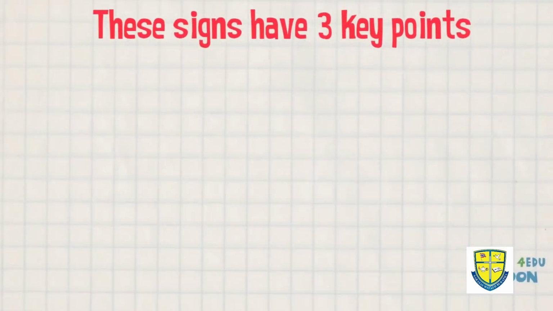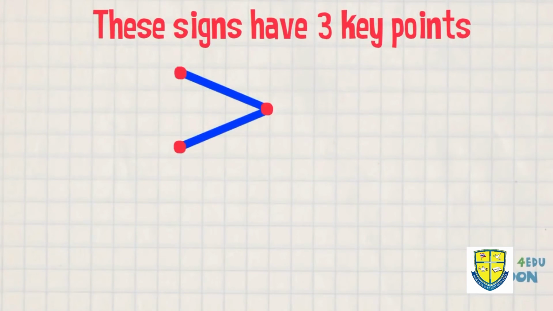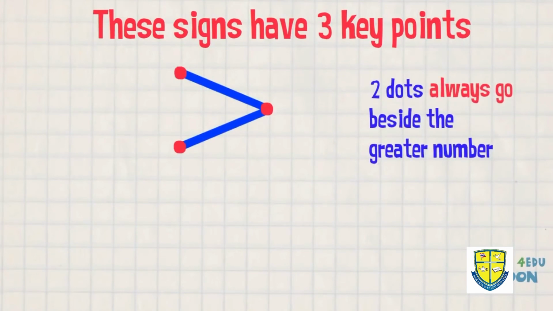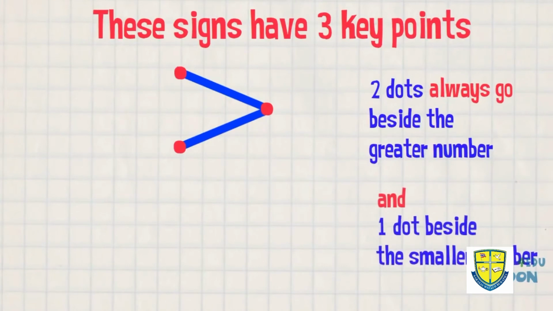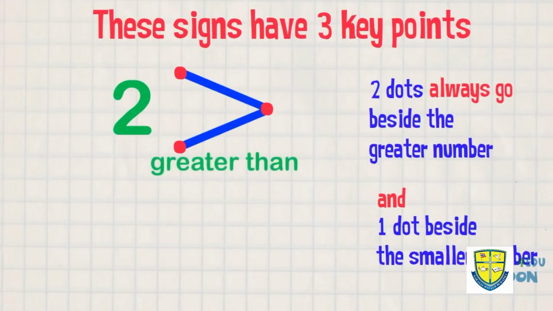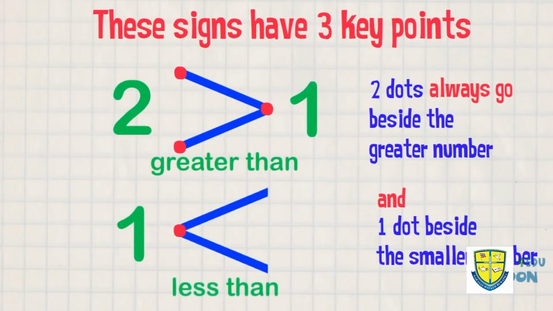We can think of these signs as having 3 dots, 2 here and 1 here. 2 dots always go beside the greater number in the pair, and 1 dot beside the smaller number. 2 is greater than 1, and here 1 is less than 2. We understand the sign from left to right, like reading a word on a page.